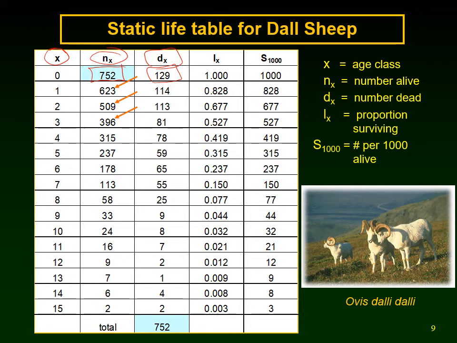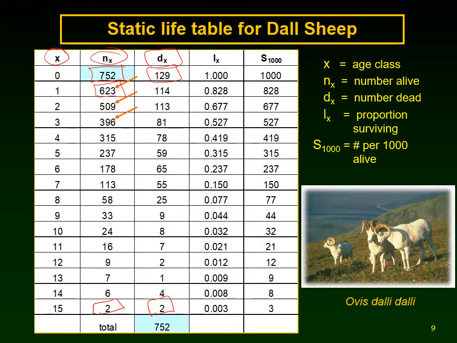So then you can calculate from the number of skulls, subtract that from the 752, we have 623 at the age of 1. And we go all the way down, we end up with 2 at the age of 15, and 2 die at the age of 15. So there are no 16-year-old skulls found.